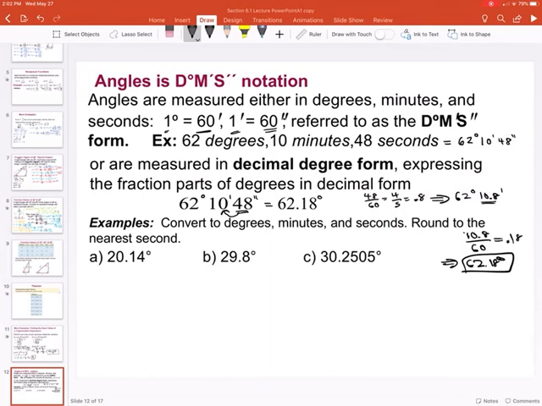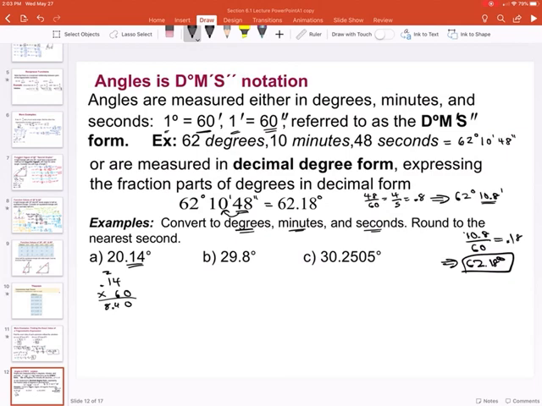How about we go the other way? How about we're given the decimal and we want to go back to degrees, minutes, and seconds. Sometimes we'll need to round to the nearest second, since you might have a decimal in your seconds. So for example, we want to convert 20.14 degrees. Well, we know there's 60 minutes in a degree. So the first thing we'll do is take 0.14 and multiply it by 60. 6 times 4 is 24. 6 times 1 is 6, plus 2 we carried is 8. With 2 decimal places, I get 8.4 minutes.